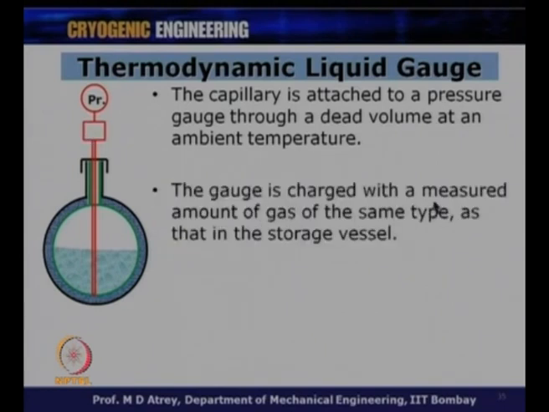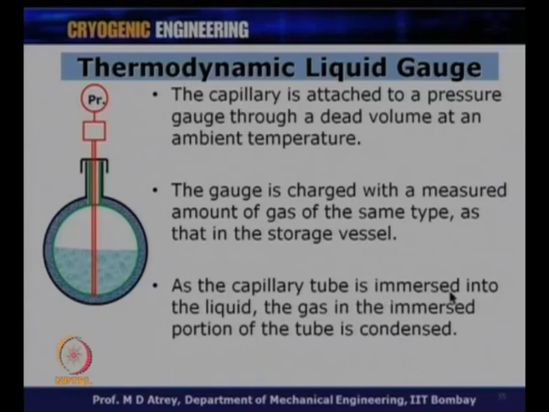The gauge is charged with a measured amount of gas of the same type as that of the storage vessel. If you want to measure liquid nitrogen or liquid helium, you will charge nitrogen or helium gas respectively, depending on what fluid you have. So, the same gas will be in this capillary tube and in this dead volume at room temperature, at ambient temperature.